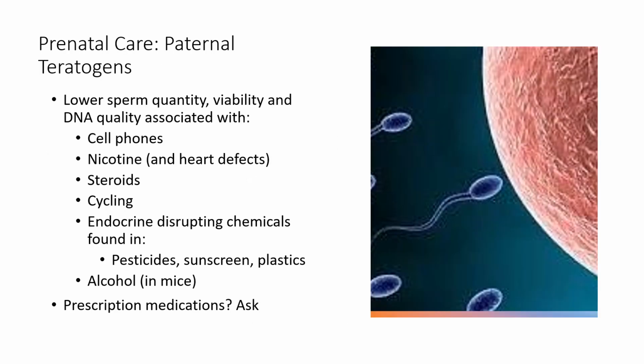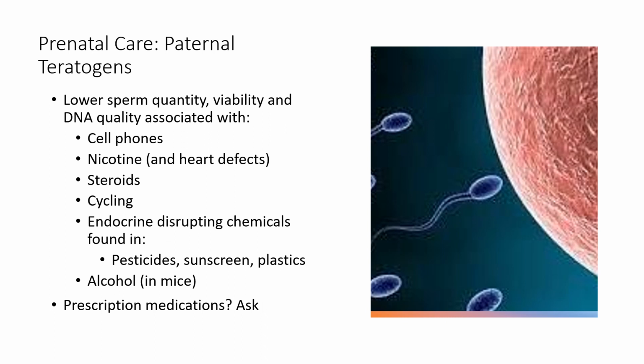Okay, so we focus so much on the biological mother and her exposure to teratogens, and there's really just emerging research on the biological father and their exposure to teratogens. And again, I think this is research you want to circle back on should you or your partner be trying to get pregnant. There is evidence that there is lower sperm quantity and viability, which is basically the sperm's ability to penetrate the egg, and DNA quality associated with a number of things that I'm going to talk about here.